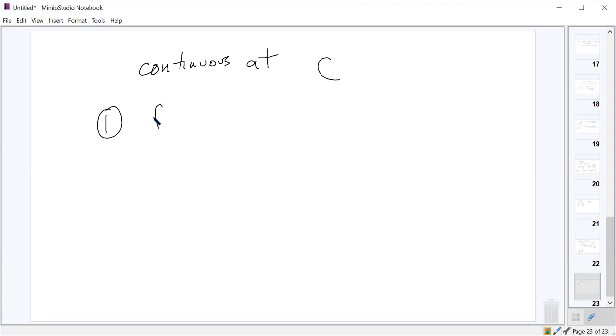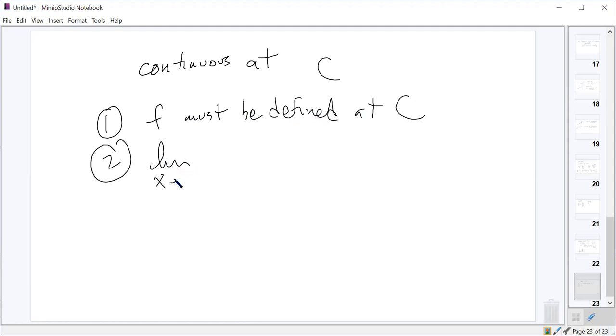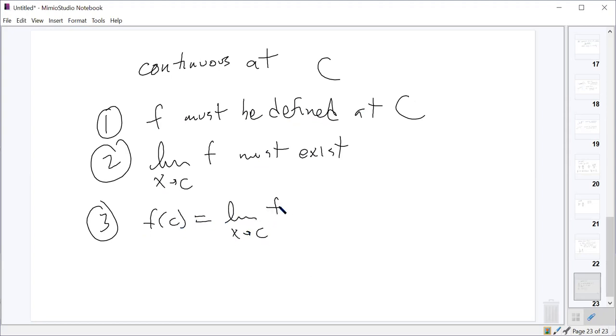The first is that f must be defined at C. The second is that the limit as x approaches C of f must exist. And the third is that f of C must equal the limit as x approaches C of f of x. Right? And that's the definition of continuity. If the limit exists, the function exists, and the limit and the function are equal to each other, the function is then continuous at that point.